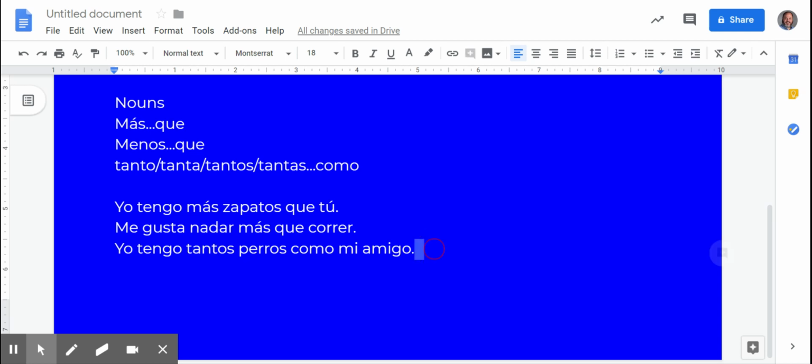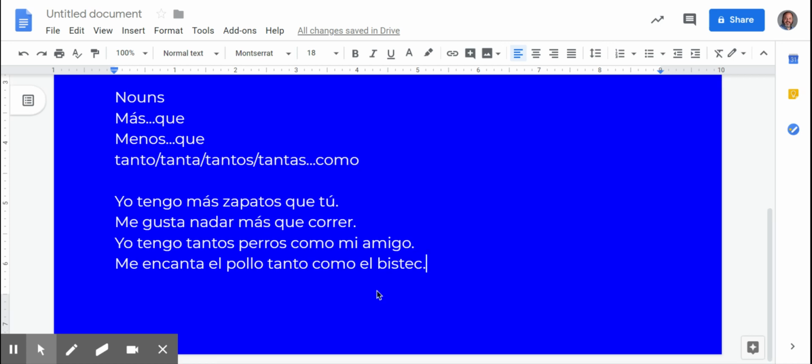All right. You can also use tanto como by itself, and you could say, me encanta el pollo tanto como el bistec. I like chicken as much as steak. Okay, you can use them together like that and say chicken as much as, and you can put it together. And you don't have to worry about it agreeing because there's nothing in the middle for it to agree with.